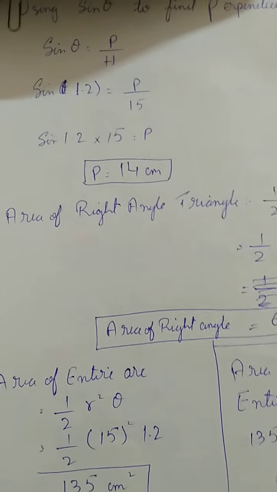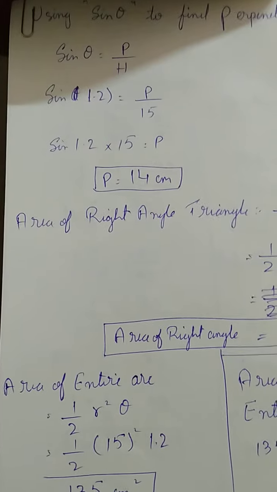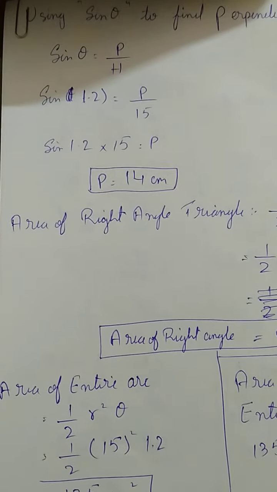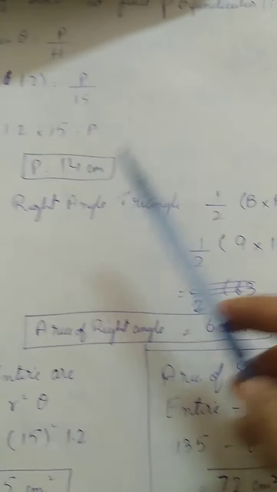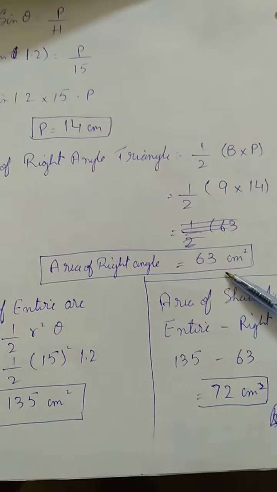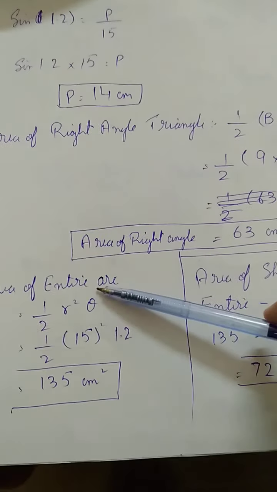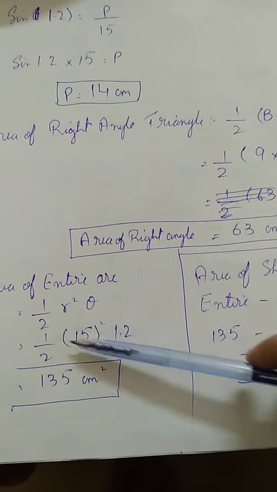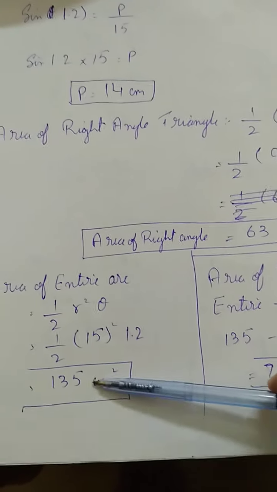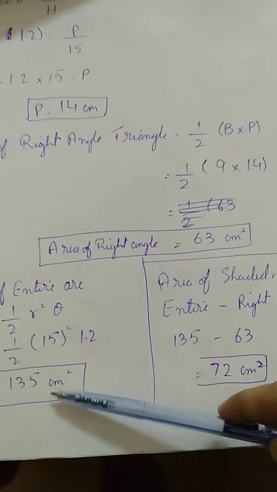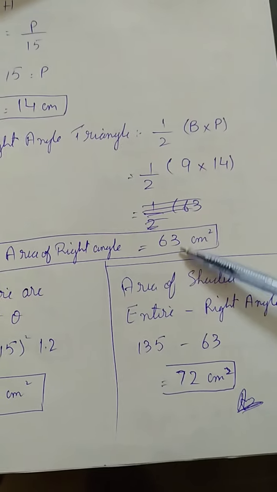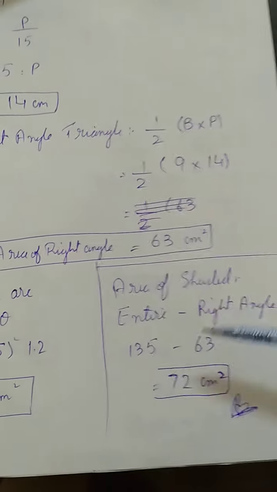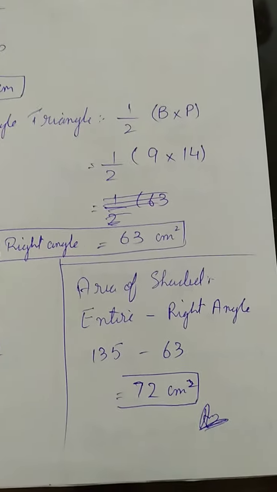Now I have to find the area of the right angle triangle. We will find the area of the right angle triangle and then subtract it from the area of the entire sector. The area of the right angle triangle is 1/2 base into perpendicular. Base and perpendicular we all know. We will put the values and get the answer, 63 centimeter square. Now we will find the area of the entire sector, 1/2 r square theta. R we know, theta we know. We will simply put the values, and at the end we will subtract 63 from 135. So I will get the answer 72 centimeter square, which is my answer.